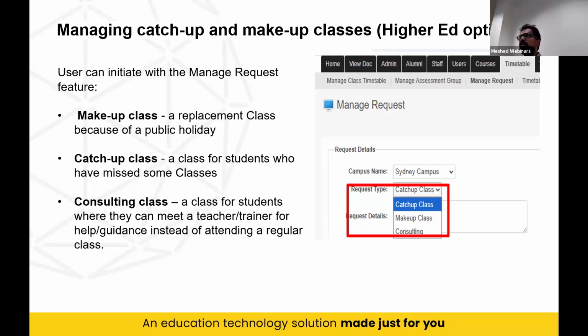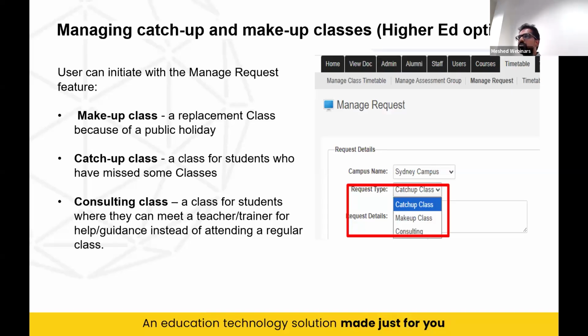Makeup class is a replacement class. If there is any public holiday in a particular state, the class that is scheduled on that public holiday can be replaced with a different day. You can schedule that class on a different day. Under these managed requests, you can create it as a catch-up, makeup, or consulting class, and then you can assign the students who have a class on the public holiday and record the attendance only for that specific day and specific class.